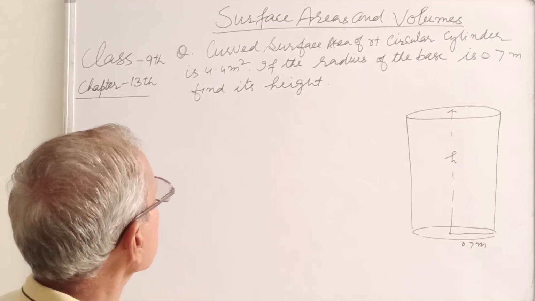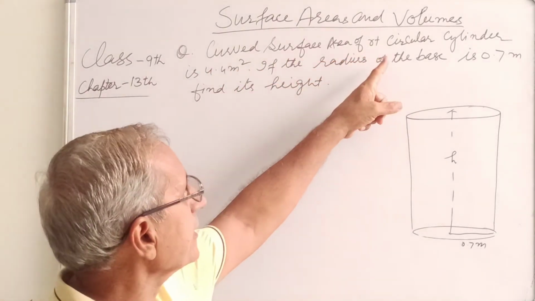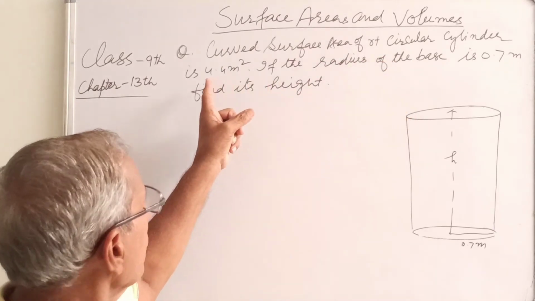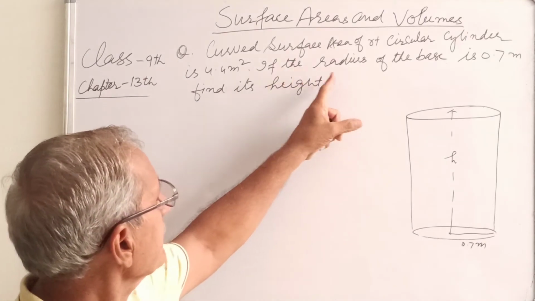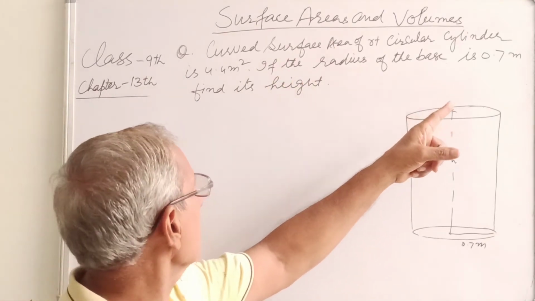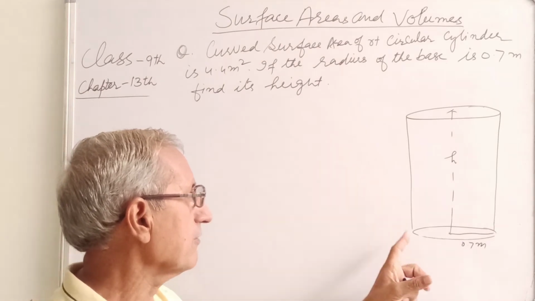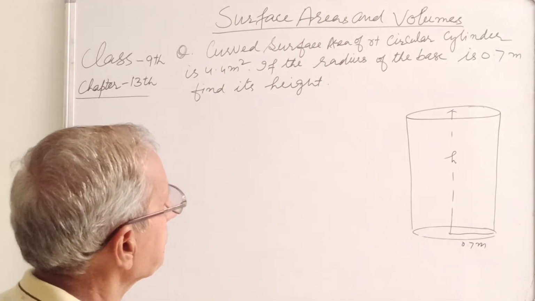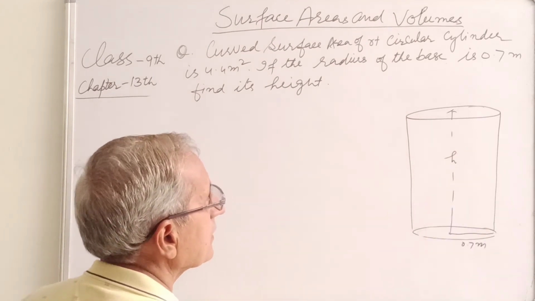The next question is, the curved surface area of a right circular cylinder is 4.4 meters square. If the radius of the base is 0.7 meters, find its height. A very simple and a very short question. You just have to find the height of the cylinder.